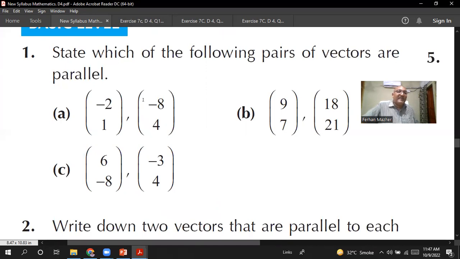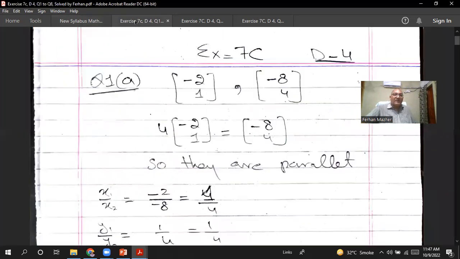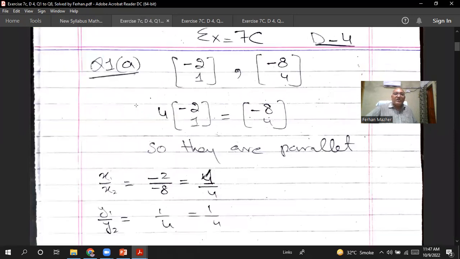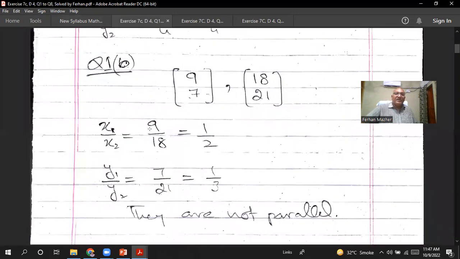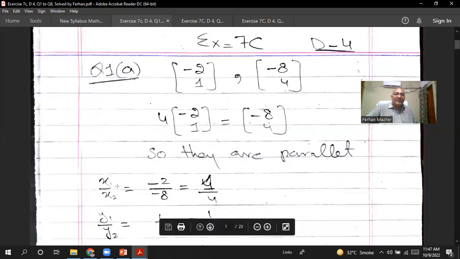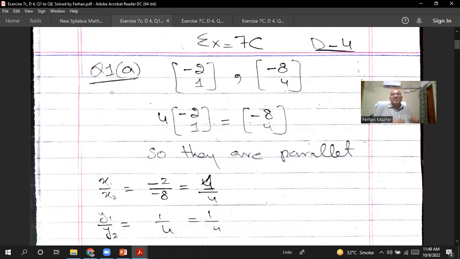Question number 1, you can see here the two column vectors are given. So the method will be very simple. This is the method which I'm going to use: x1, x2 ratio, minus 2 divided by minus 8, and that will be 1 by 4. And when I take the ratio of the y1 and the y2, it will be 1 by 4. So you can see the ratio of the x1 and the x2 and the ratio of the y1 and the y2 is the same. So these two vectors are parallel to each other.